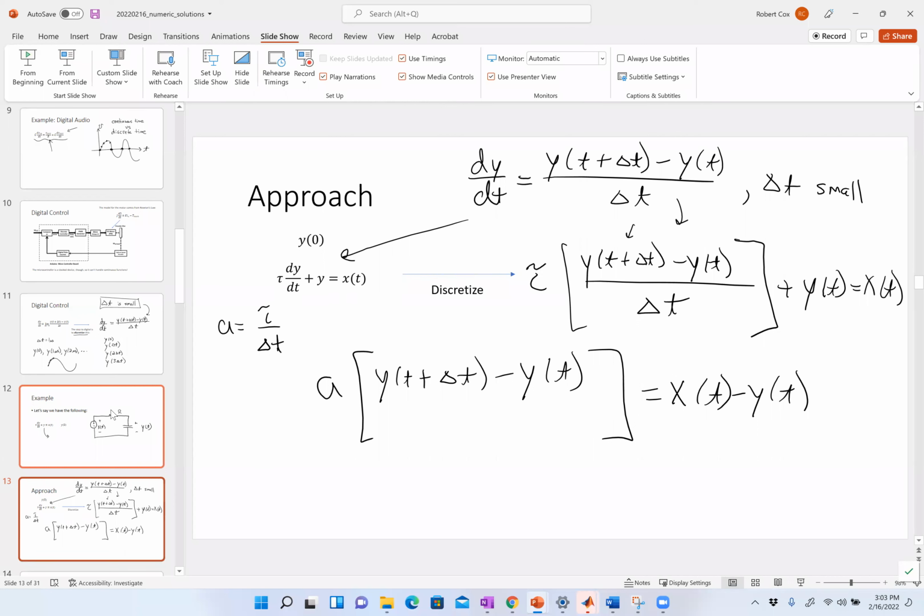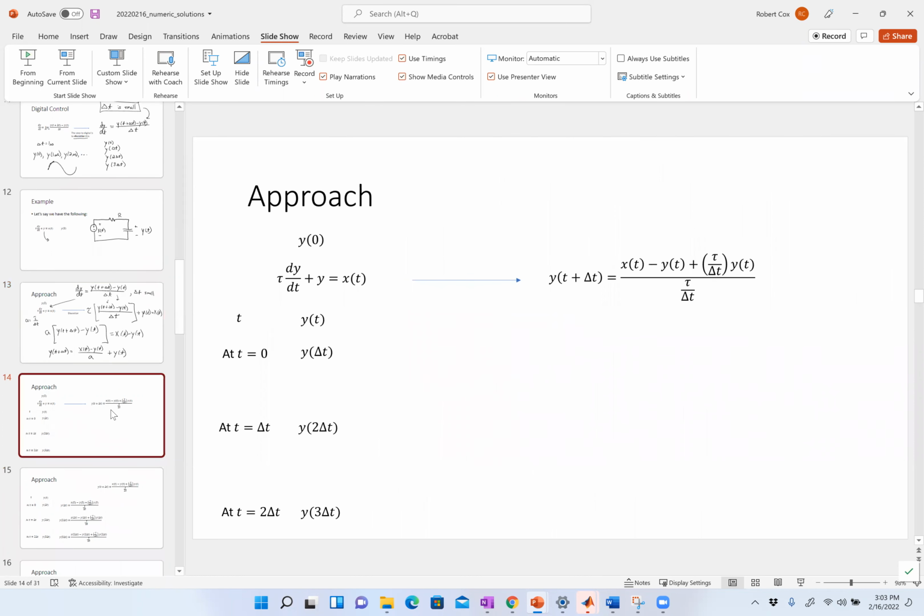Okay. So let's say I wanted to solve for y of t plus delta t. How can I solve that? What's my algebra that I got to do here? Divide by a and then add y of t, right? Yeah. So I'd say x of t minus y of t, all divided by a, plus y of t. That expression is actually a pretty straightforward thing for a computer to do. So let's see how we would go about this.